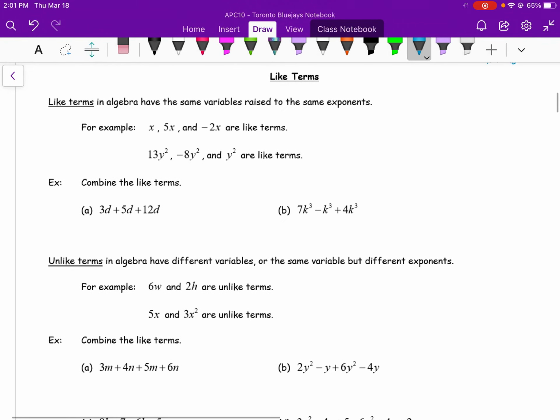So today we're going to continue our lesson on polynomials, and we're going to talk about like terms. Like terms in algebra have the same variable raised to the same exponents. So they are the same variable raised to the same degree. For example, x, 5x, and minus 2x are like terms. They all have the variable x to the power of 1.